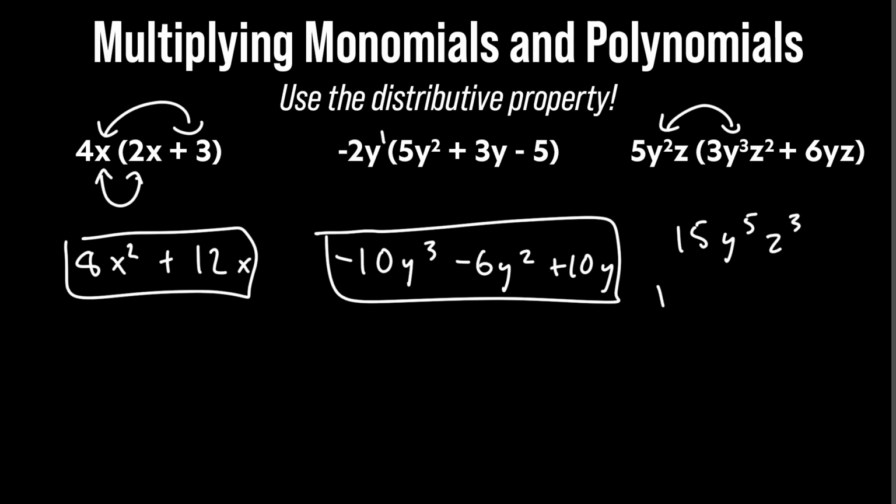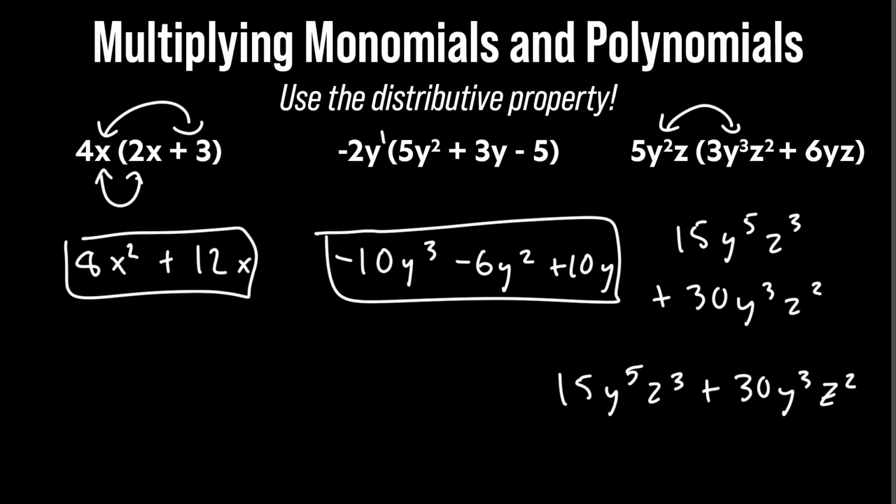And the second part is going to be 5y cubed times z times 6y times z. 5 times 6 is 30. y squared times y is y cubed. And then we have z times z, which is z squared. So now adding these together, that's going to be our final expression.